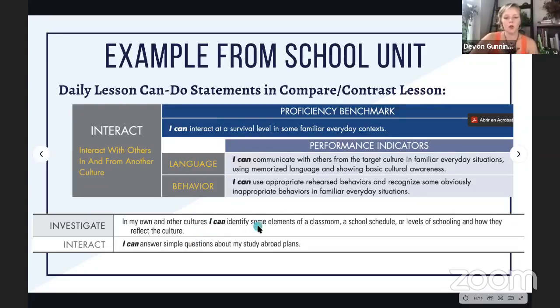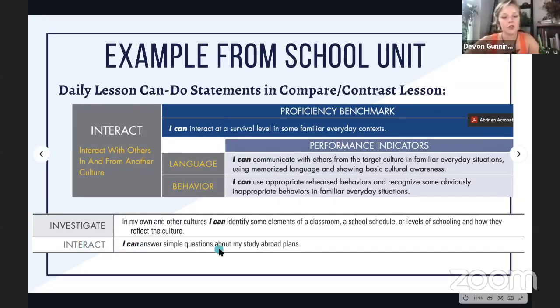In my own and other cultures, this is the exact same one we looked at. I can identify some elements of a classroom, a school schedule, or levels of schooling and how they reflect the culture. For me, what I would do is edit this a little bit to reflect the differences in Japanese schooling. And I would say, in my own and other cultures, I can identify some elements of a classroom, a school schedule, and some similarities and differences between student, teacher, and family relationships and how they reflect the culture.